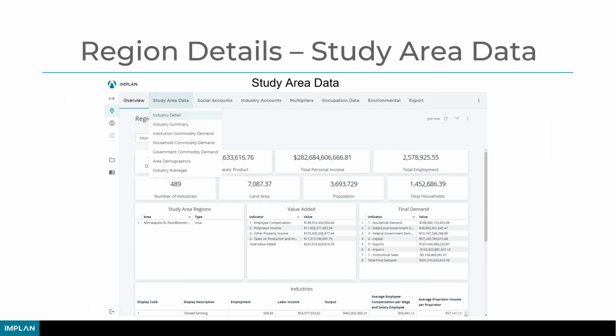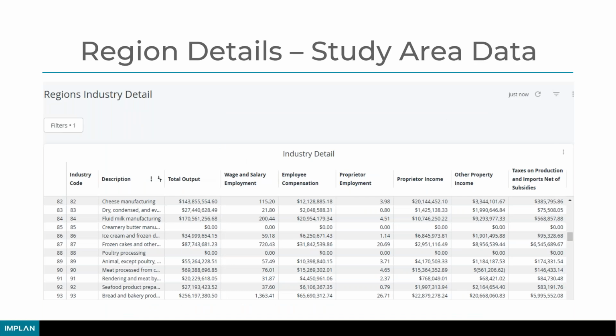What we're looking at here is a number of options to get a deeper understanding of what types of industries and commodities and underlying data are available for a particular region. So I've picked an individual county, and what I'm going to do is walk through what's available in each of these tabs and why that might be useful for the work you're doing.